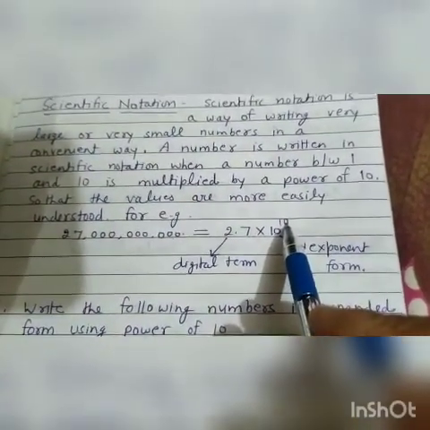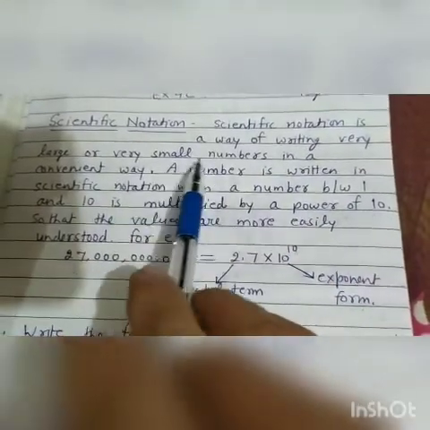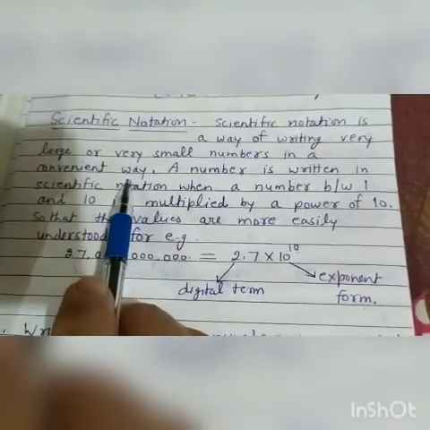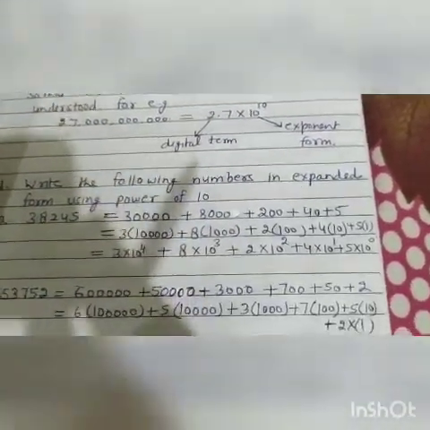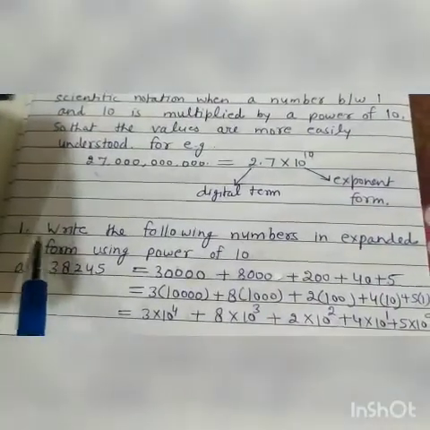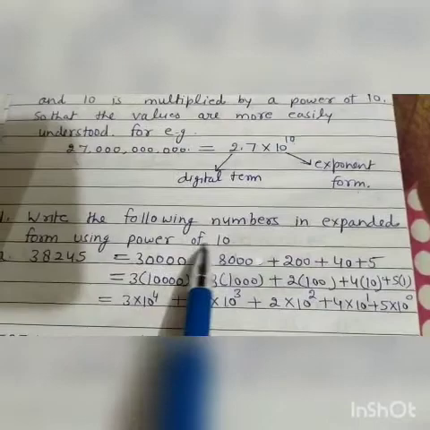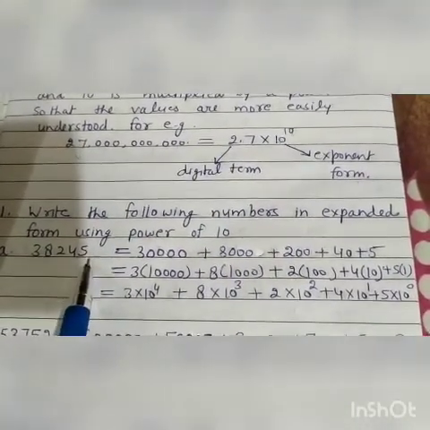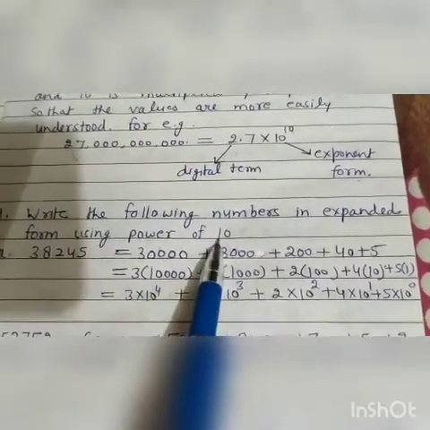So scientific notation is a method in which very large or very small numbers are written in a convenient way. Let us start the exercise, then it will be more clear to you. First question: write the following numbers in expanded form using powers of 10. This is 38,245. How will we write this number using powers of 10?